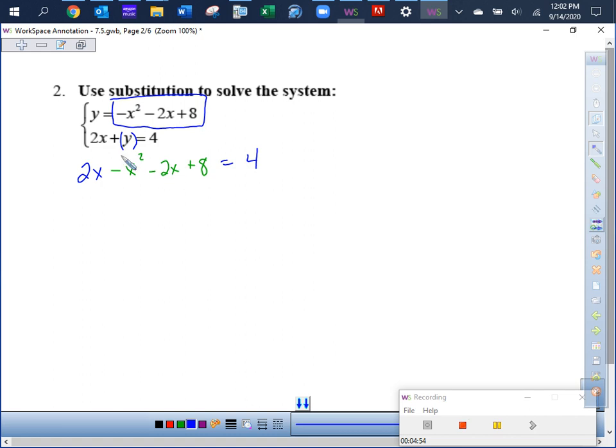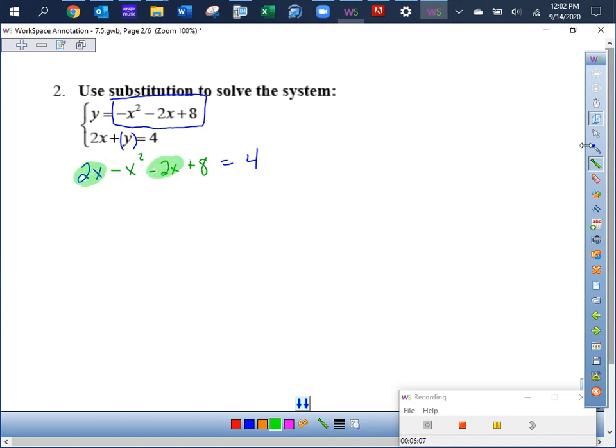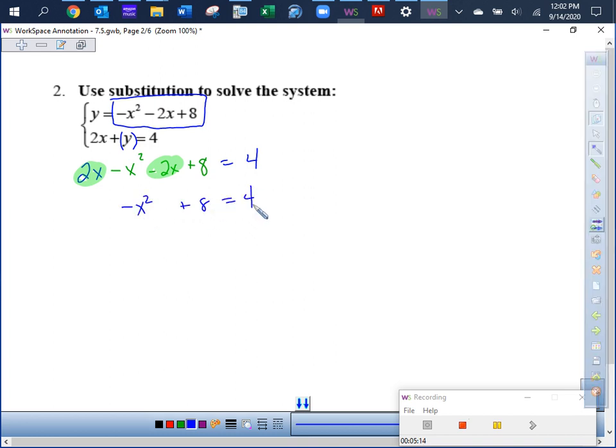And this has x's and x squareds until we clean things up a little bit. Something really nice is going to happen. Here's 2x. Here's minus 2x. Don't they add up to be nothing in that case? So bye-bye x's. You're left with negative x squared plus 8 equals 4. And this one, you do not need to factor or use the quadratic formula or anything like that because there are not x's and x squareds in it at the same time. Is it possible for you to get x squared all by itself on one side of the equal sign? Do that, please. Get x squared all by itself.